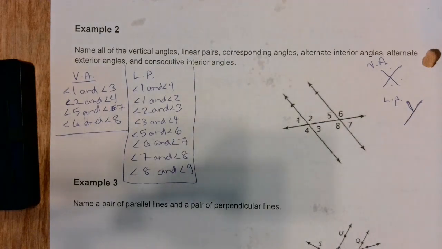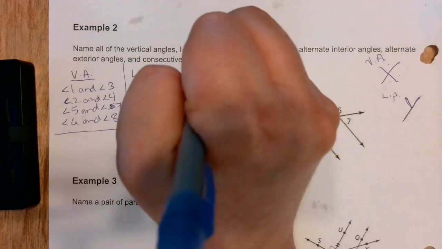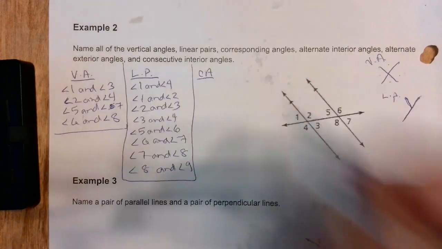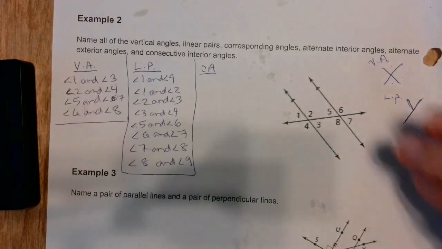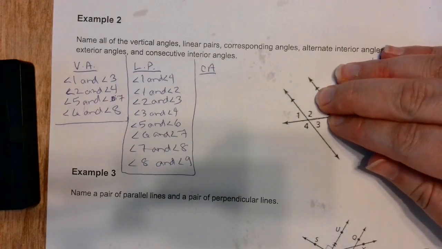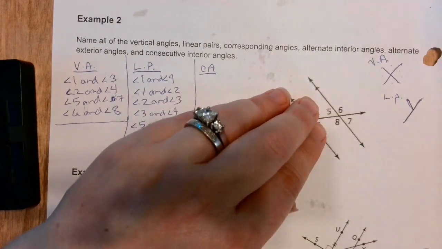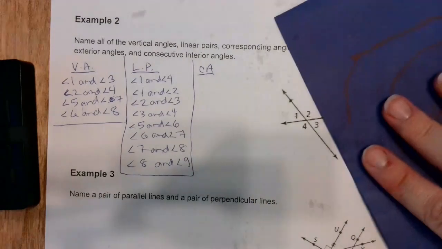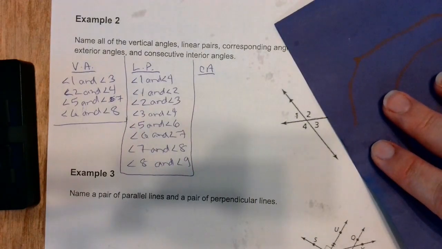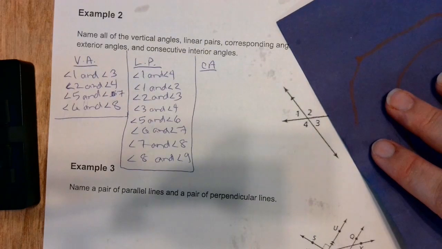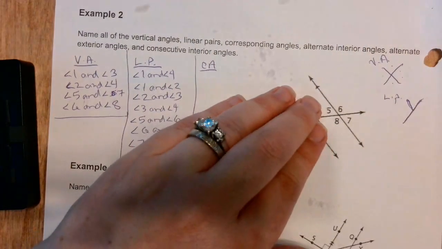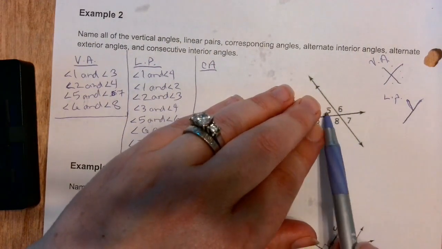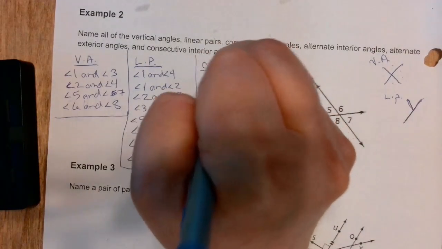Now we get to the newer words, corresponding angles, CA. Remember, corresponding means in the same position or in the same order. So, we're talking about the 2 clumps of angles. The 1, 2, 3, 4 are one clump, they're one group. 5, 6, 7, 8 are the other group. How would you describe the location of angle 1? I would probably say it's in the top left of that group. So what's in the top left here? Top left, the 5. So angle 1 and angle 5.